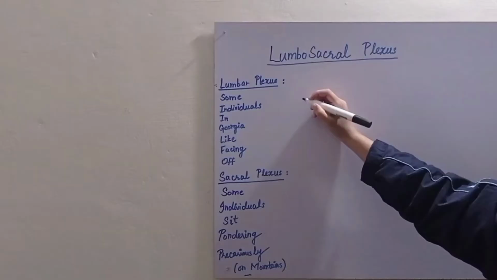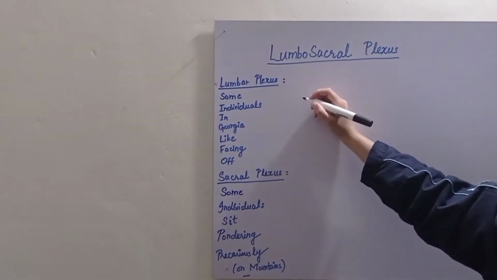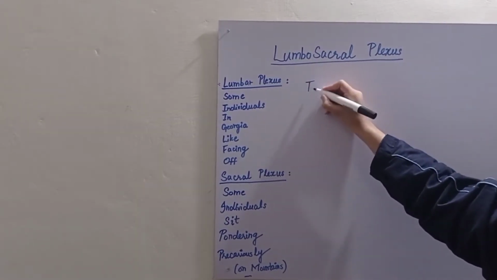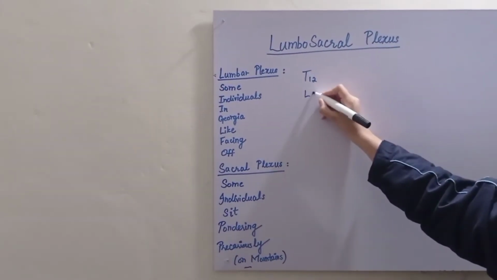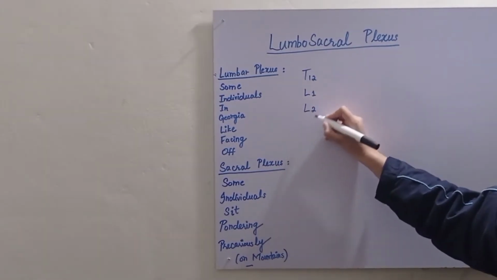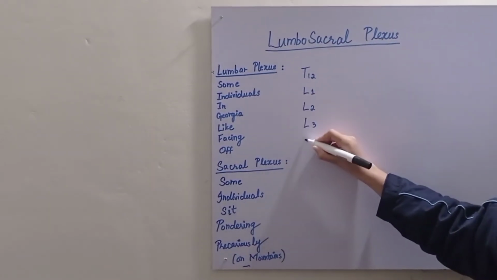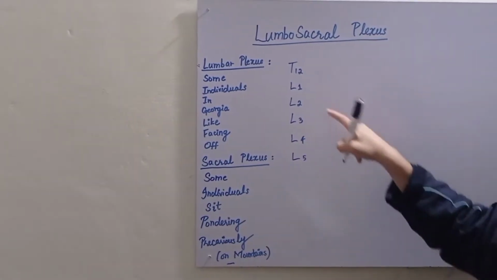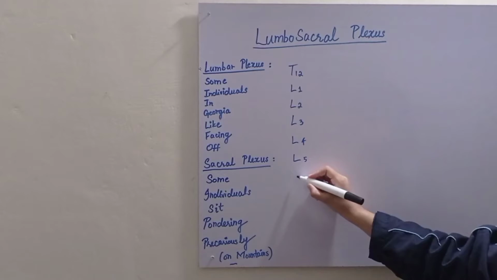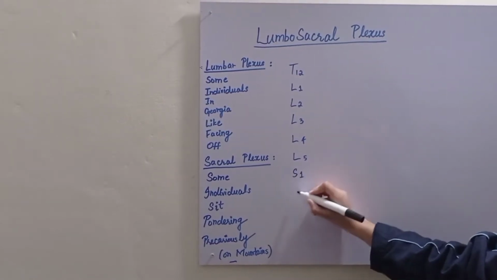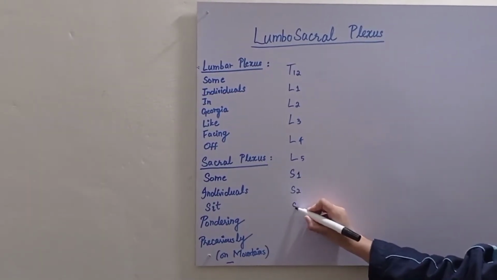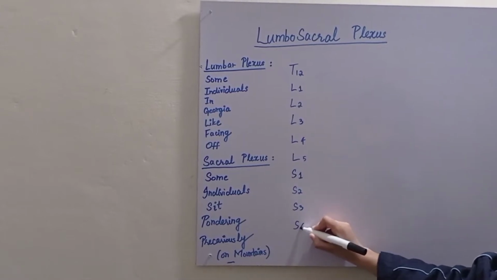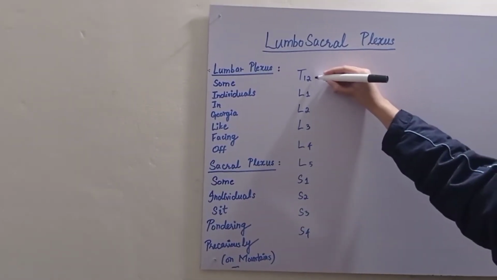So the topic of today's video is going to be the lumbosacral plexus. So let's get into it. It starts from the root values of T12, L1, L2, L3, L4, L5 for the lumbar plexus, and for the sacral plexus it is S1, S2, S3 and S4.